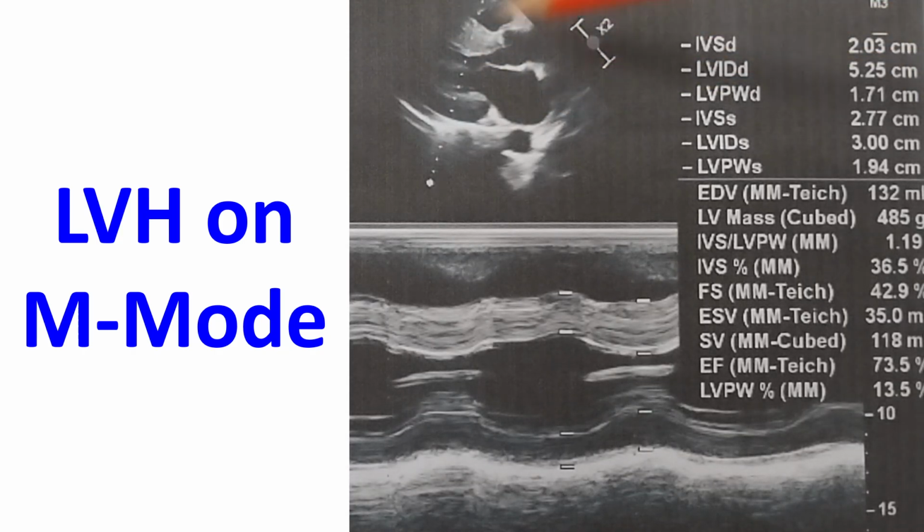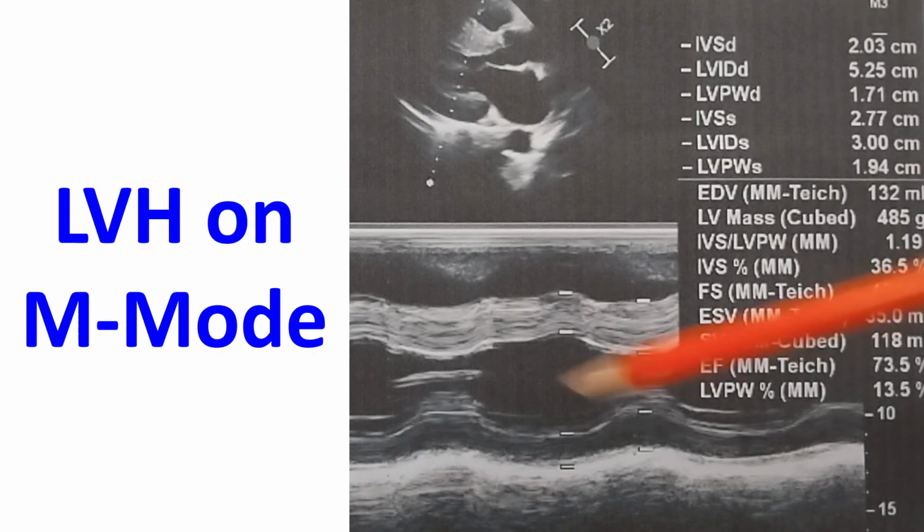This is the corresponding 2-dimensional image. You can see that it is at the interventricular septum beyond the mitral valve. This is the anterior mitral leaflet. This is the tip of the anterior mitral leaflet here. So this is beyond that, almost at the papillary muscle level or caudal level. Typically, it is taken at the caudal level for left ventricular measurements. We will see the measurements.